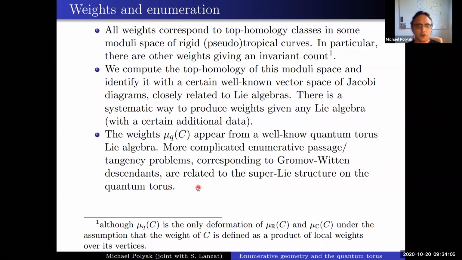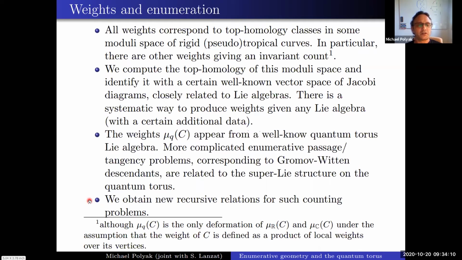Good. And it's interesting that apart from the Kontsevich recursion, you can also in this way, because you generalized the set of your initial objects, cut them in pieces in some new ways, and that gives you some new recursive relations for such counting problems, which is probably interesting in itself.